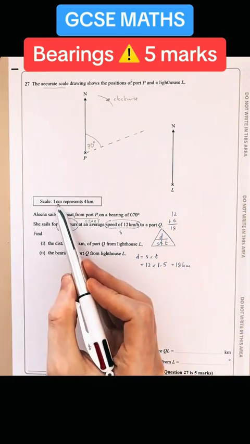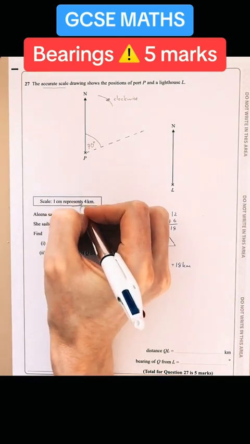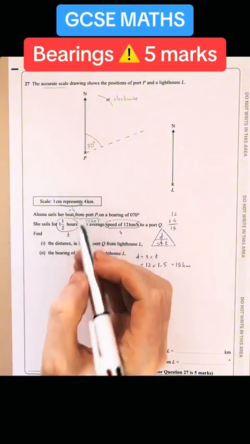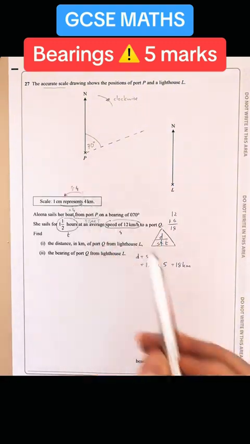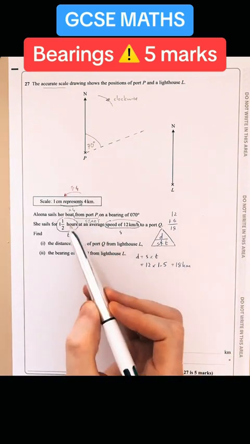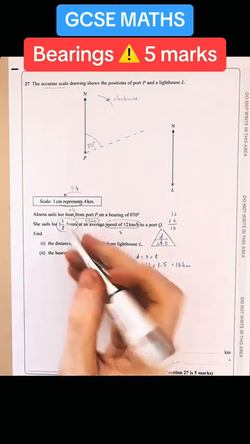Looking at our scale, we know 1 centimetre represents 4 kilometres. So if we're going from centimetres into kilometres, we would multiply by 4. And if we're going from kilometres into centimetres, we'll do the opposite, which is divide by 4. Therefore, as we're going kilometres into centimetres, I'm going to divide by 4. So I'm going to have 18 kilometres on the top. I'm going to divide by, in this case, 4.